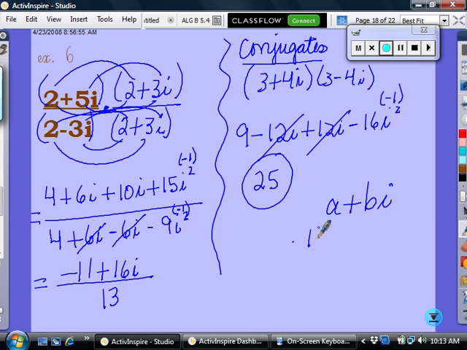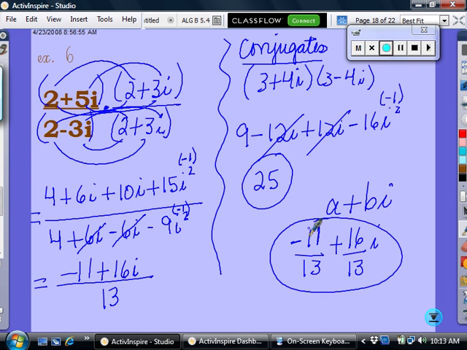So the real part is this, and the imaginary part's that. That's okay. We can handle 11/13 and 16/13. No, we're going to leave them just like that. A decimal with an imaginary number? That's just probably sinful or something.